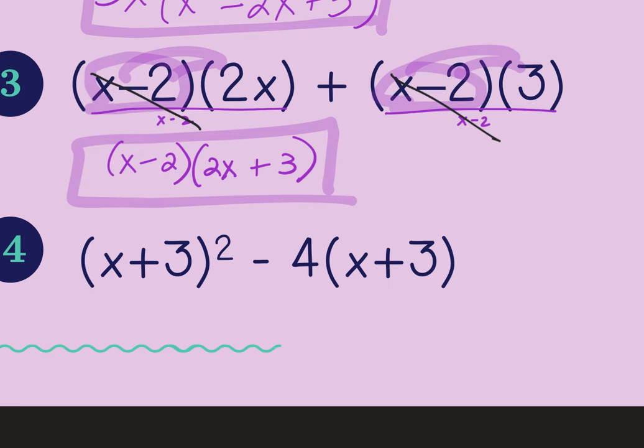Yep. Why would it cancel out with x minus 2? Because you're dividing x minus 2 by x minus 2, so it would simplify and give you 1.